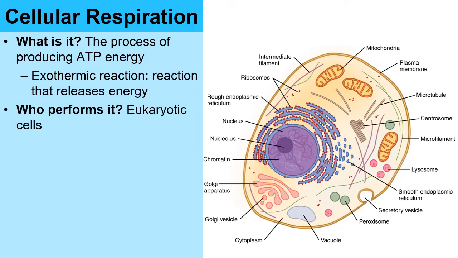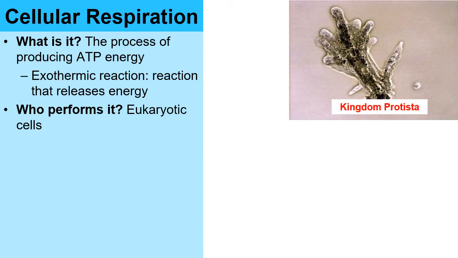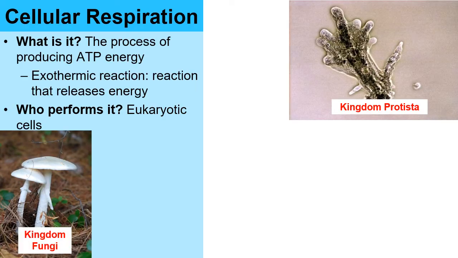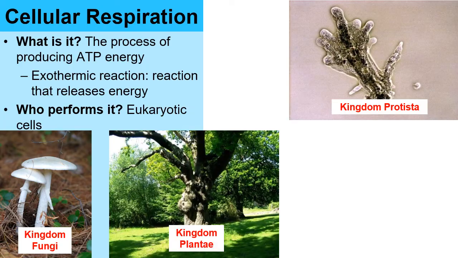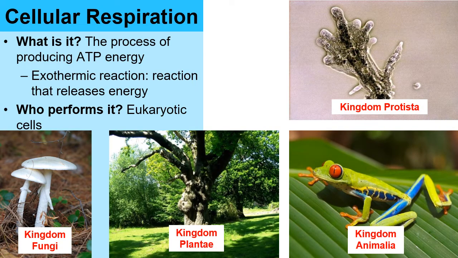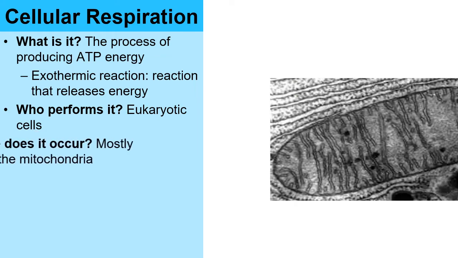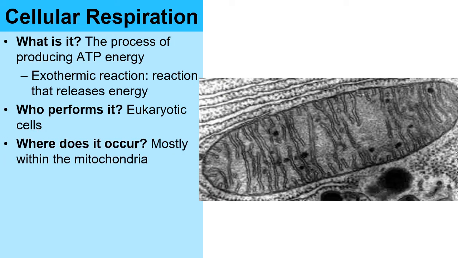Well, who performs cellular respiration? All eukaryotic organisms are able to perform cellular respiration. So that would be members of kingdom Protista, like this amoeba, members of kingdom fungi, like the mushrooms here, members of kingdom Plantae, like the trees, and members of kingdom Animalia, like this frog here. Where does cellular respiration occur? Mostly within this organelle right here, the mitochondria. I say mostly because an early process happens in the cytoplasm.